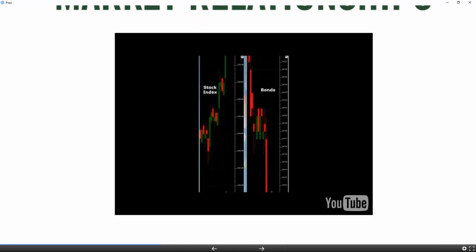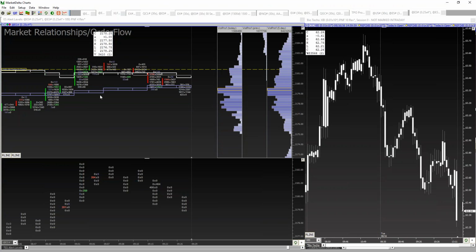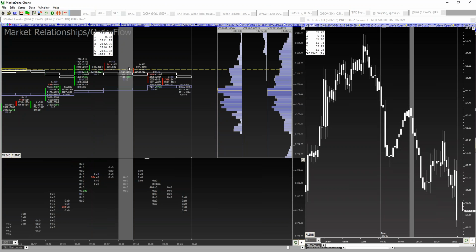It has nothing to do with trading, but it has everything to do with making decisions, which is what trading is about, right? So let me bring up my charts. You guys should be able to see. This is the E-minis, the ES.